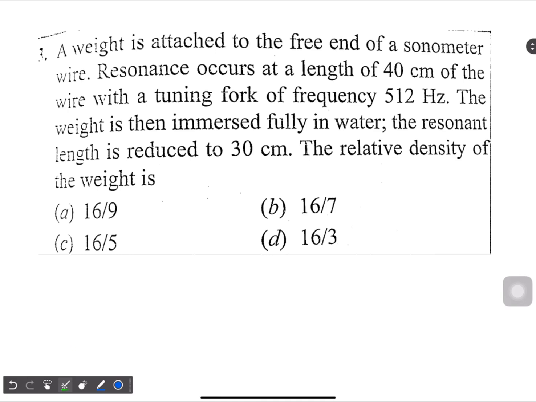Yes, students, see this question. We have a weight that is attached to the free end of a sonometer wire. Resonance occurs at a length of 40 centimeter of the wire with a tuning fork of frequency 512 Hz. The weight is then immersed fully in water. The resonant length is reduced to 30 centimeter. The relative density of the weight is what?